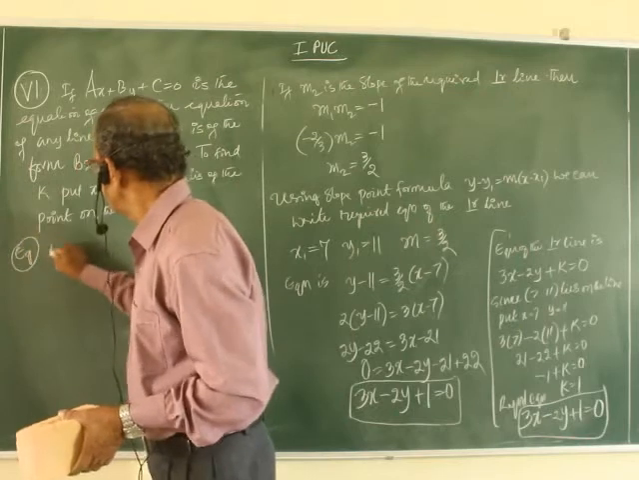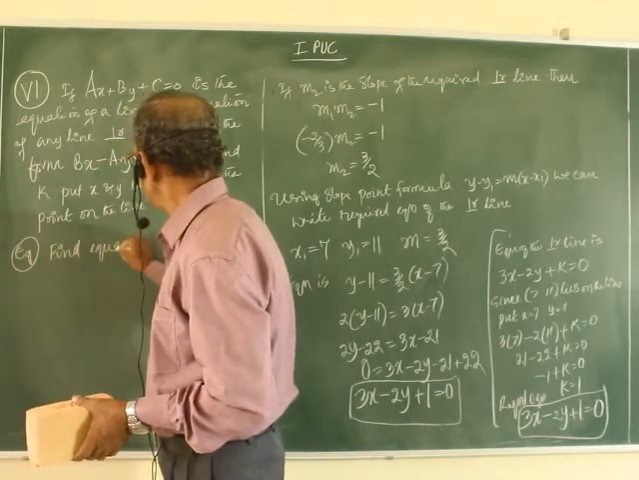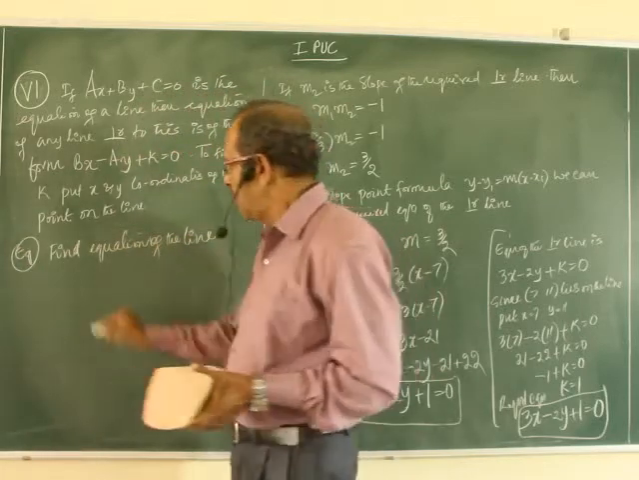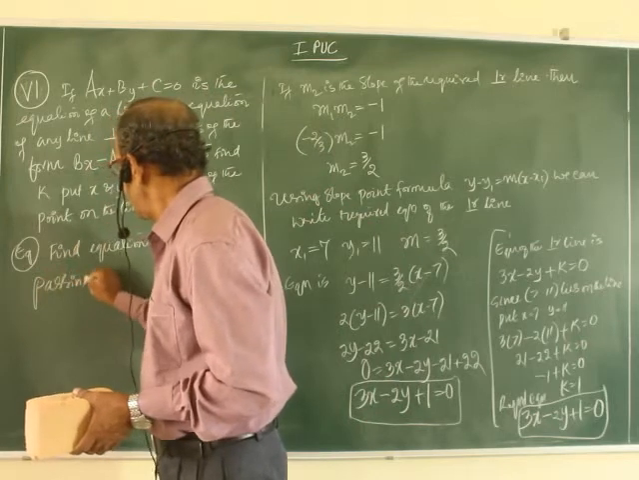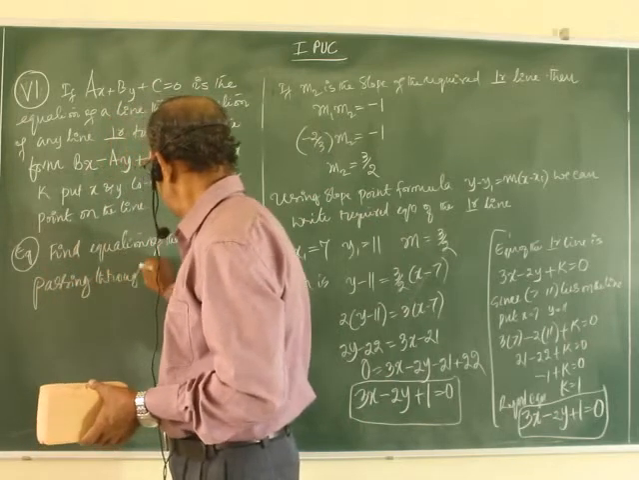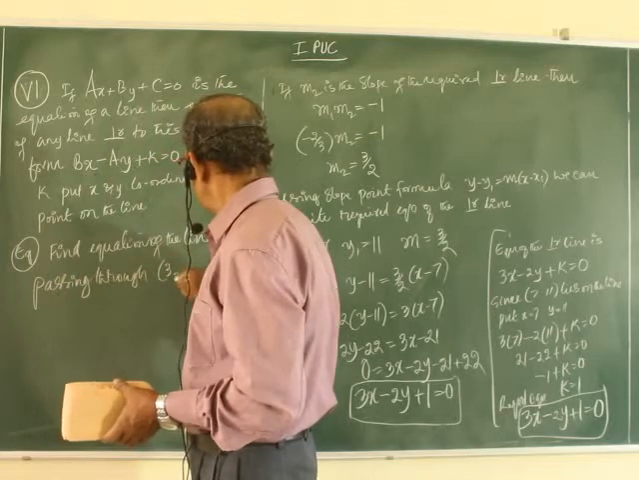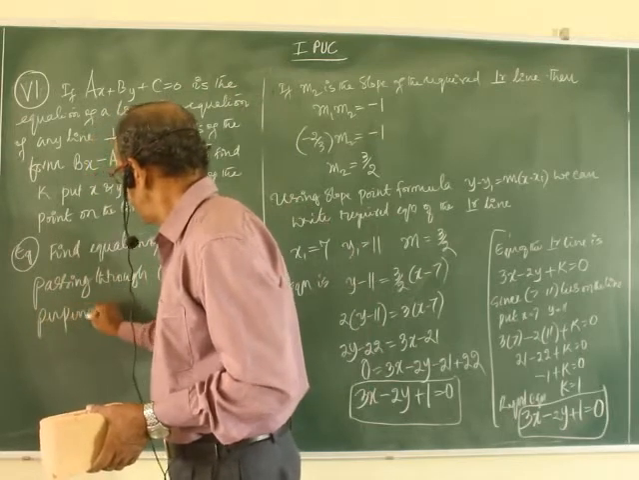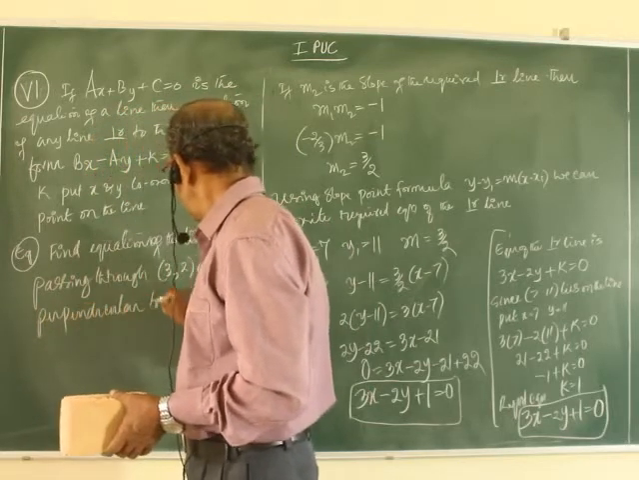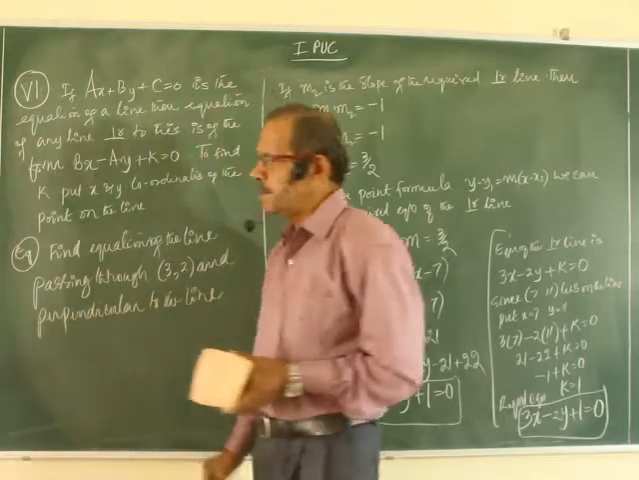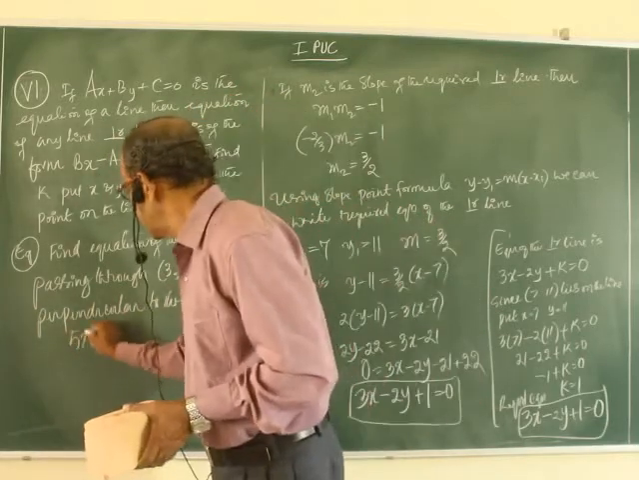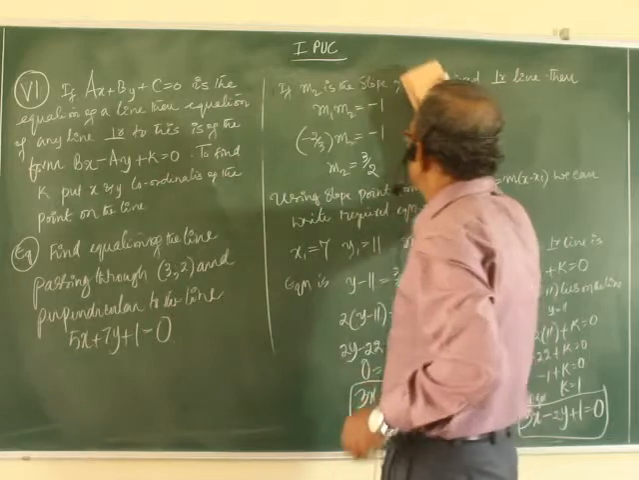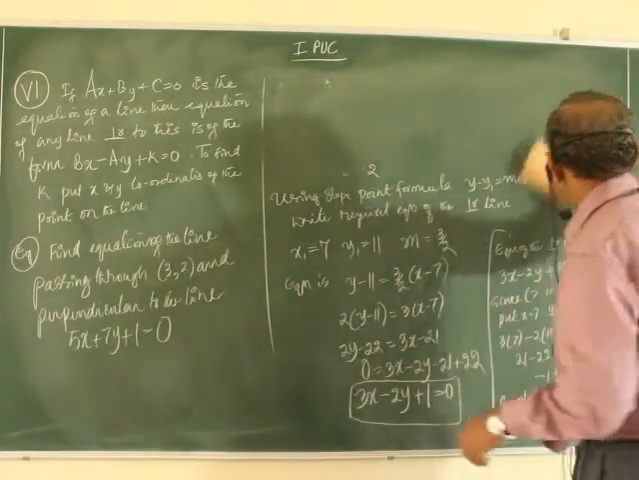Example. Find equation of the line passing through, that is important, passing through 3, 2 and perpendicular to the line 5x plus 7y plus 1 equal to 0. Okay. Problem is ready. But you have to use second method.